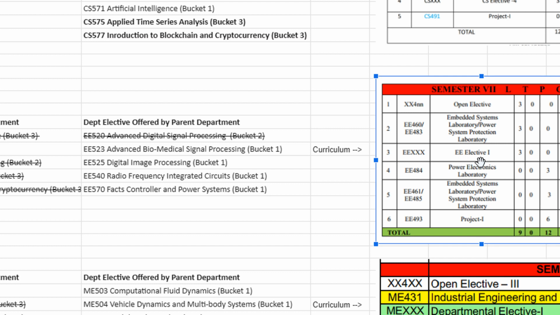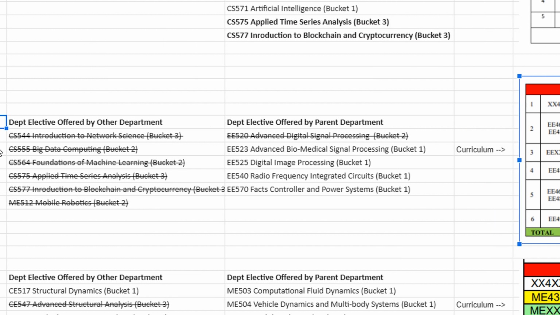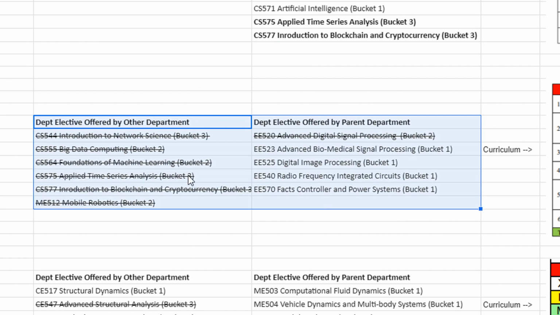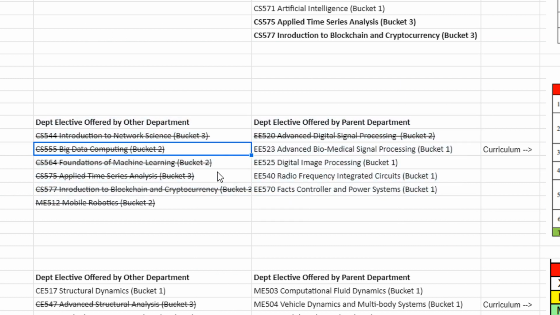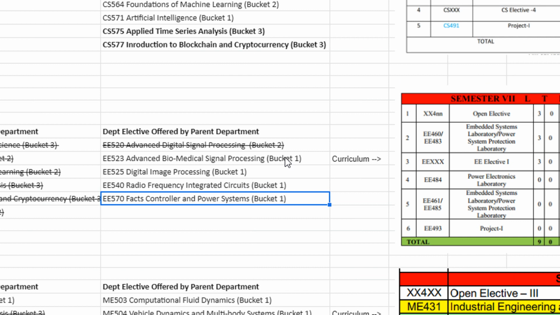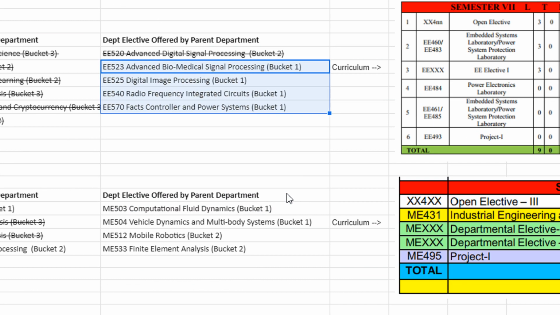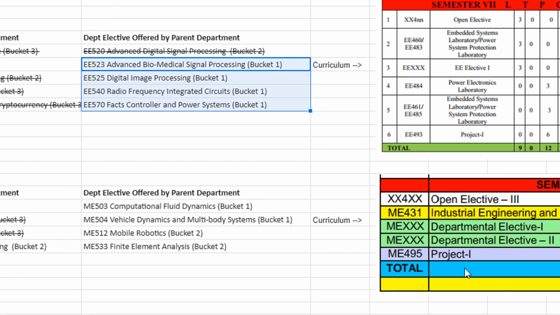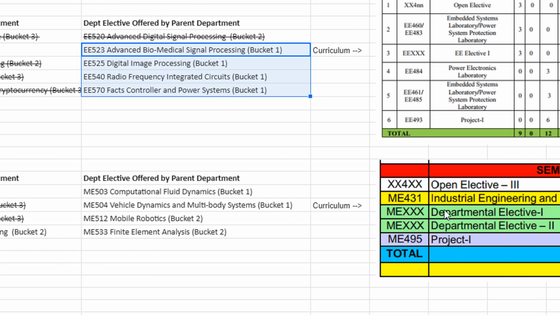You can see the department offers all the subjects, but I have crossed out bucket 2 and bucket 3, because they have only one bucket. In that one bucket, they can choose subjects belonging only to bucket 1. That is the restriction. So the electrical students can choose one elective among these 4 which are floated. Let us take an example of the mechanical department. I hope that will make things a bit clearer.